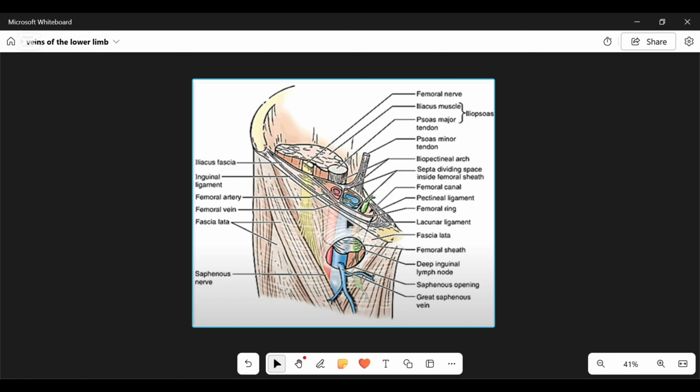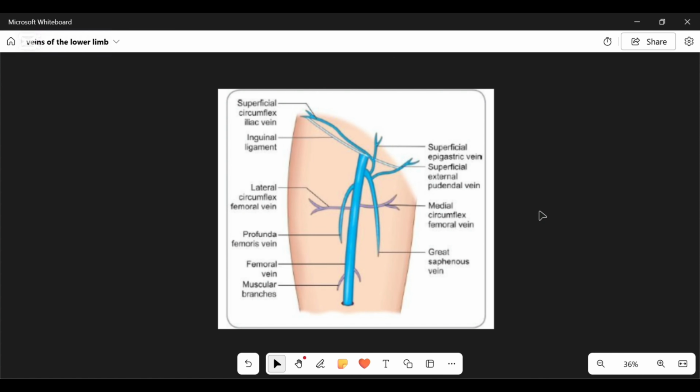So here we can see the femoral vein, and we can see that it lies medial to the femoral artery within the femoral triangle. As for the tributaries of the femoral vein, so all the veins that drain into the femoral vein, we have firstly the great saphenous vein, we have the profunda femoris, and we have both a lateral and a medial circumflex femoral vein. We also have two muscular branches in the more distal part of the vein. And then there are three veins that indirectly drain into the femoral vein. They first drain into the great saphenous, and then that ultimately drains into the femoral. We have the superficial circumflex, the superficial epigastric, and the superficial external pudendal vein.